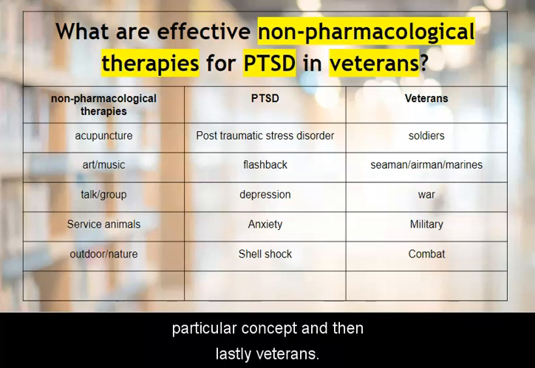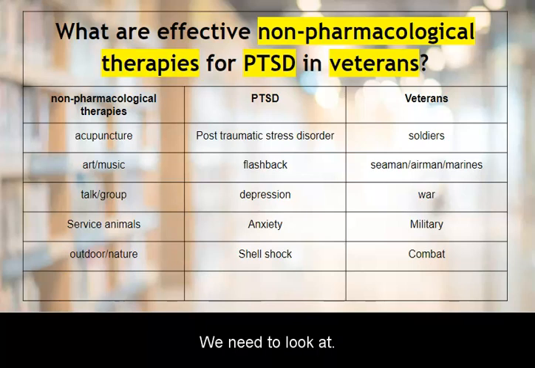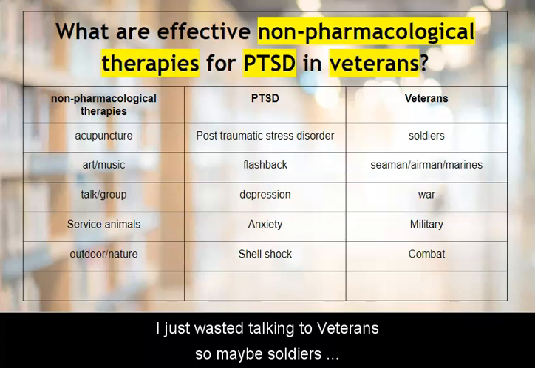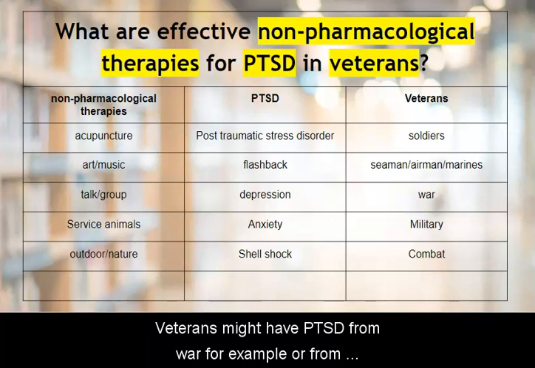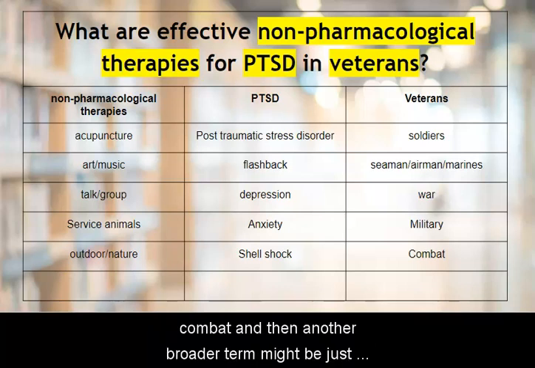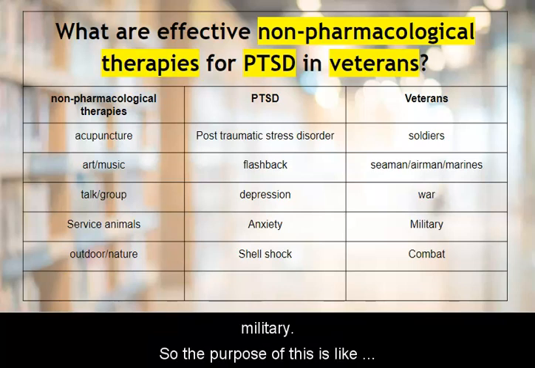And then lastly, veterans. We need to look at different ways of talking about veterans, so maybe soldiers, or maybe the different types of veterans, so seamen, airmen, Marines. Veterans might have PTSD from war, for example, or from combat. And then another broader term might be just military.